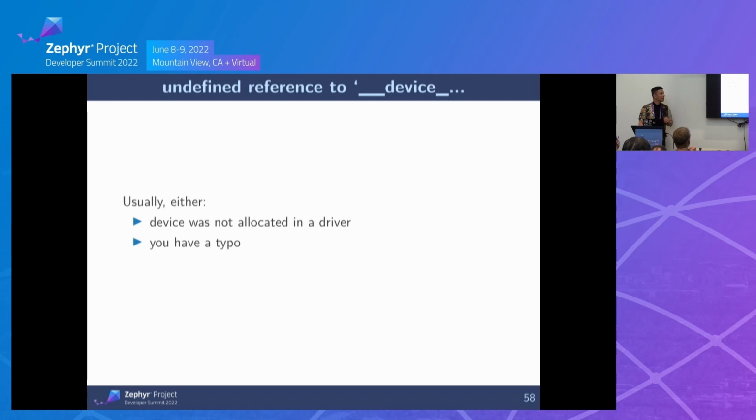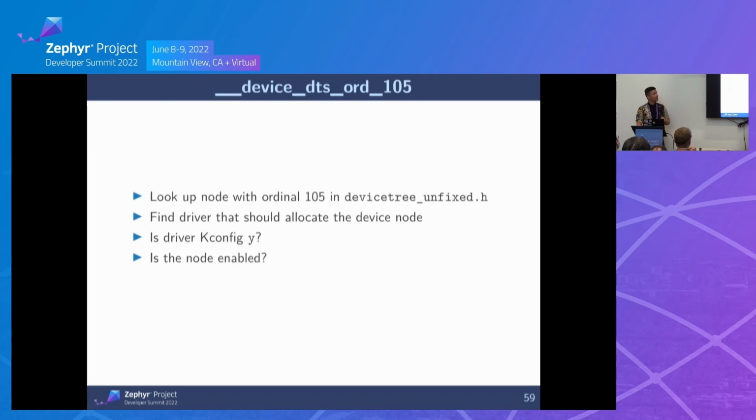So let's do the first one first. If you see undefined reference to, here for my example, device DTS ord 105, now you know, okay, that's node number 105. How do I find out what node that is? Well, you can figure that out because devicetree_unfixed.h is your device tree. If you open it up, you'll see there's a bunch of comments. It's actually very nicely laid out for a generated file, if I do say so myself. And you can see the ordinals that are associated with every node, and you'll be able to figure out which node the device is not allocated for.